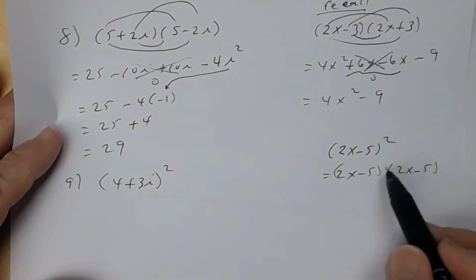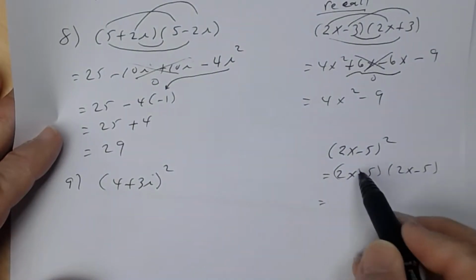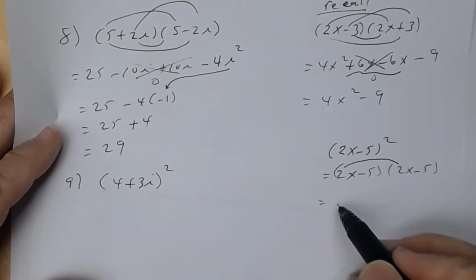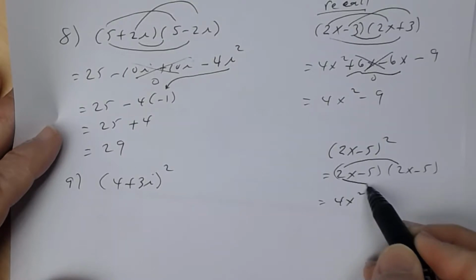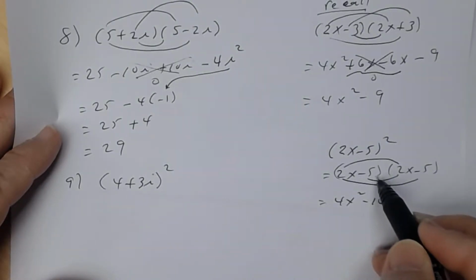And so notice that these two binomials are exactly the same. So when you use the FOIL method, you get 2x times 2x is 4x squared. Notice the outer and the inner. The outer is a negative 10x. The inner is a negative 10x.